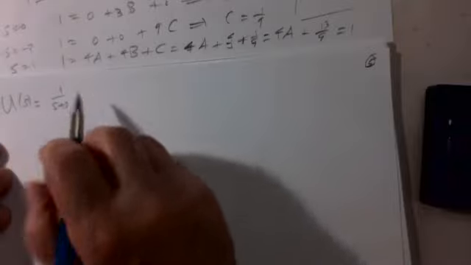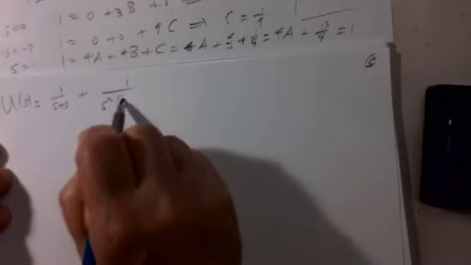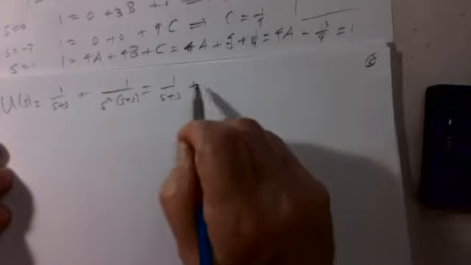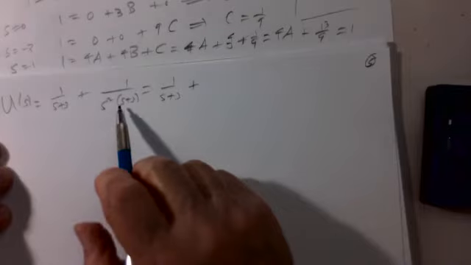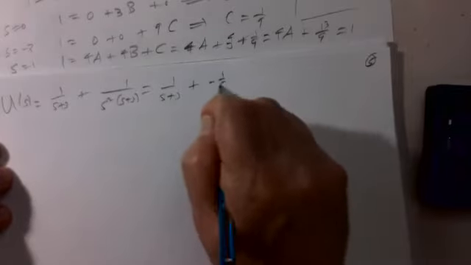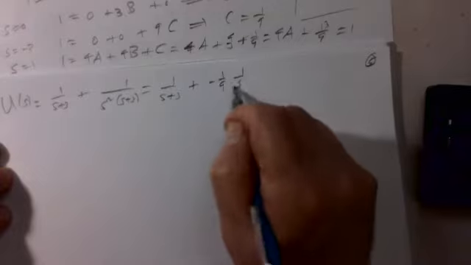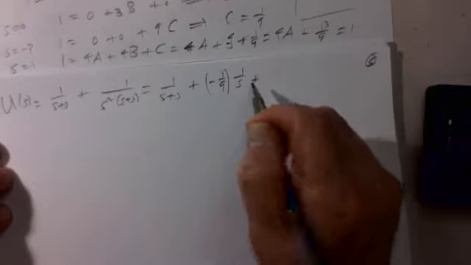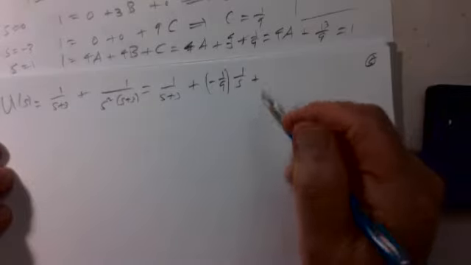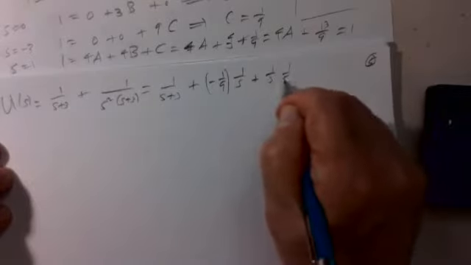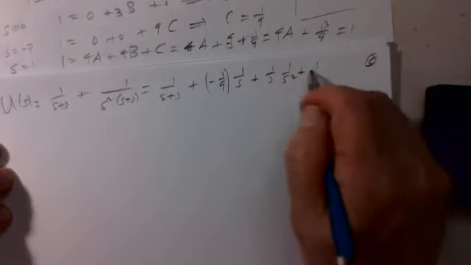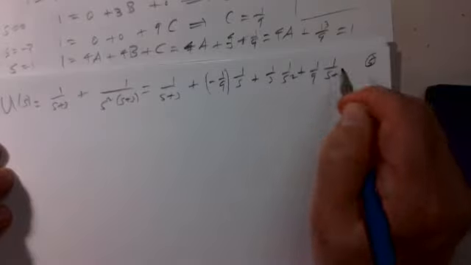U of s is 1 over s plus 3 plus 1 over s squared times s plus 3. So that's 1 over s plus 3 plus a over s minus 1/9 times 1 over s plus b over s squared. B is a third, 1 over s squared, plus c, that's 1/9 over s plus 3.